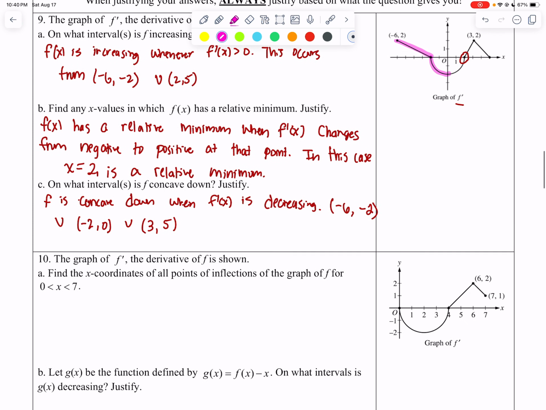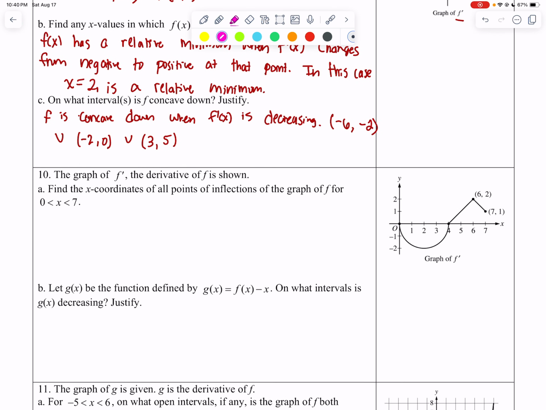All right, number 10. We're given the graph of f prime, and we want to find the x-coordinates of all points of inflection for the graph of f for 0 to 7. So remember, if I want to find the points of inflection, and given that we have f prime, this is whenever we are changing concavity, aka f prime goes from increasing to decreasing and vice versa. So here, you'll notice that at 2, f prime changes from decreasing to increasing, and at 6, f prime changes from increasing to decreasing.